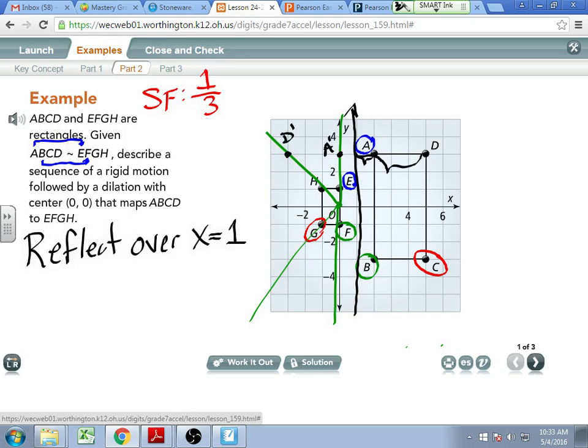B is 1 away, so B prime ends up on the ray it's supposed to be on, and C prime is 4 away. It goes 4 away on the ray it's supposed to be on.